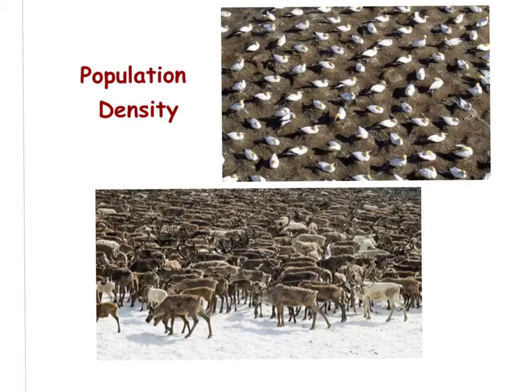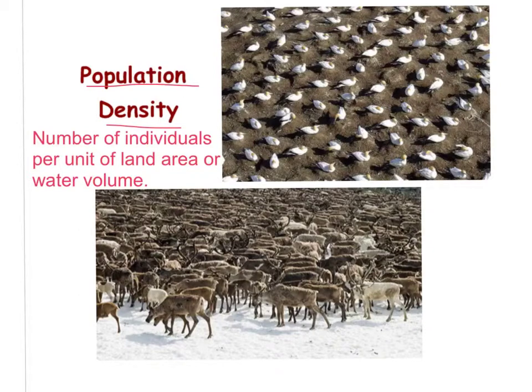That brings us to another topic, population density. What is population density? Population density is simply what it is, the number of individuals per unit of land area, or in the case of aquatic environments, it would be the number of individuals per area of water volume. And here you could see the density is fairly uniform. You could count the number of individuals, count the area that you're looking at there, and you'd have your population density. Here, this is quite a dense population in that area.